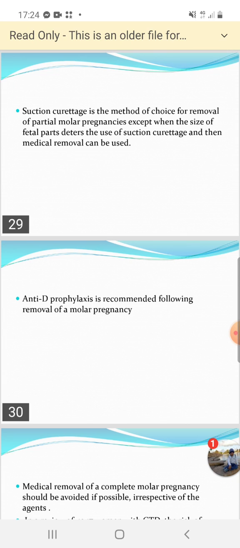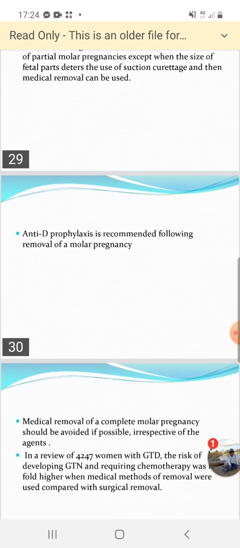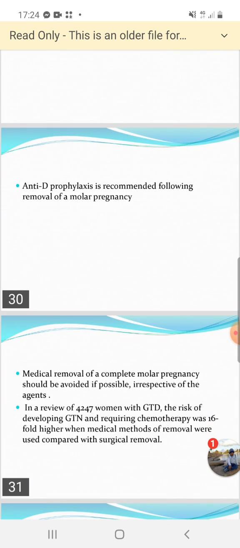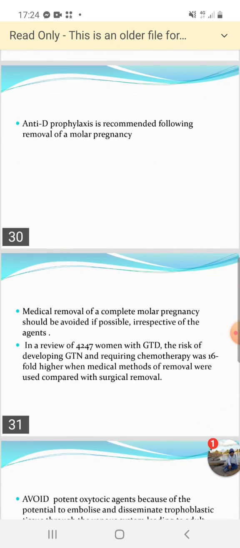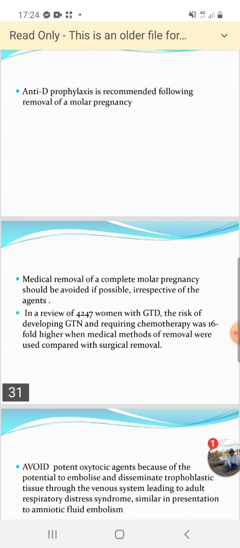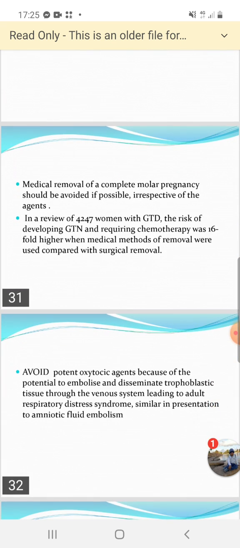Like if the patient is usually diagnosed early, but presents with more than 15 weeks, then it is difficult for suction evacuation because there are fetal parts. Then in this situation, medical evacuation can be considered. It is not contraindicated, it can be considered. NTD prophylaxis is recommended following the removal of all partial pregnancies, and I will discuss this in detail later.